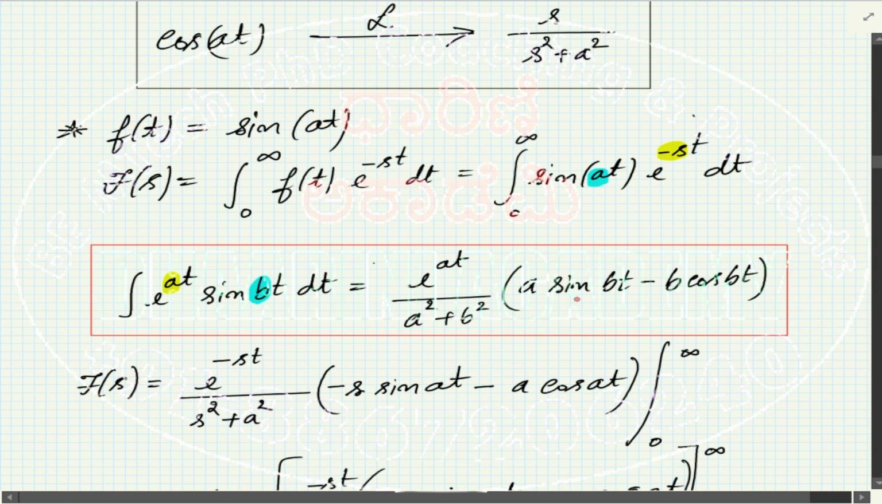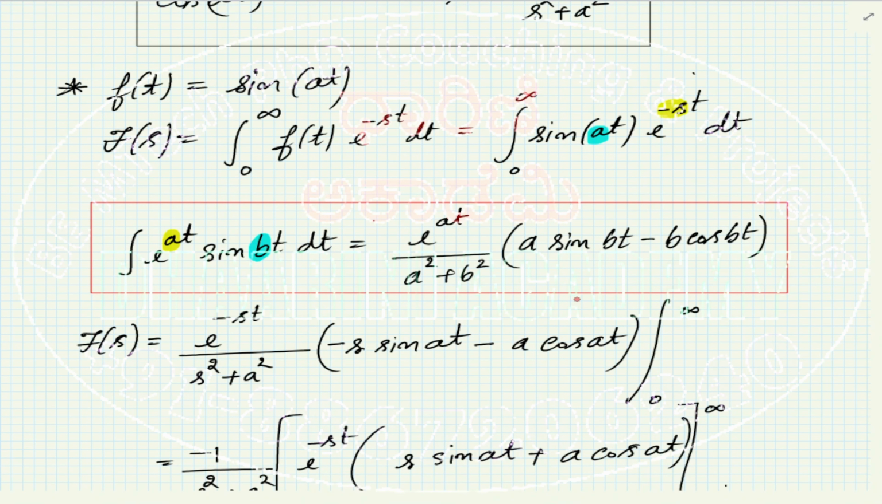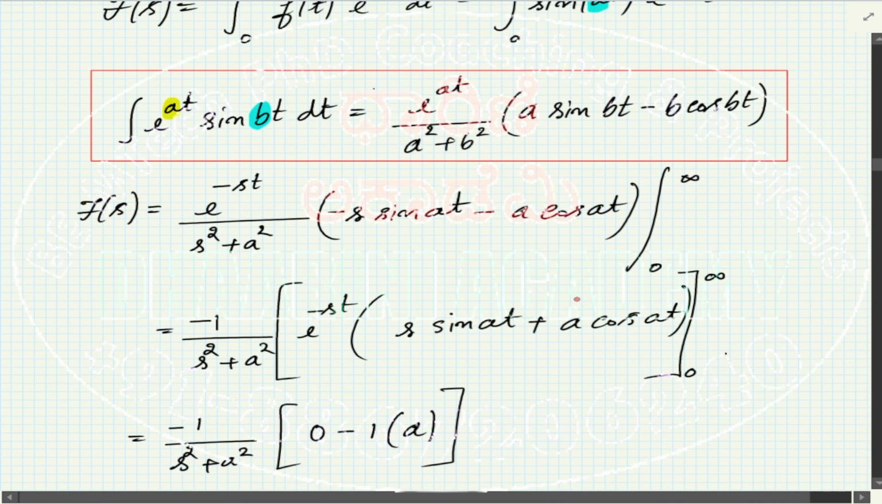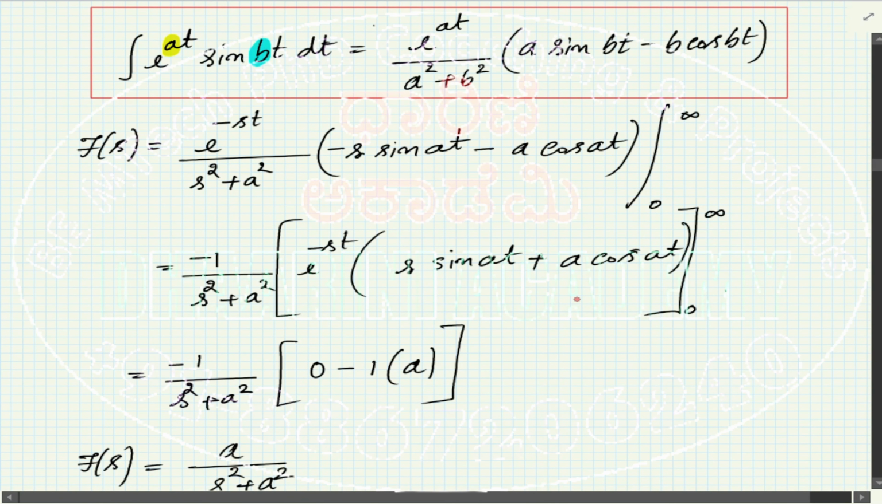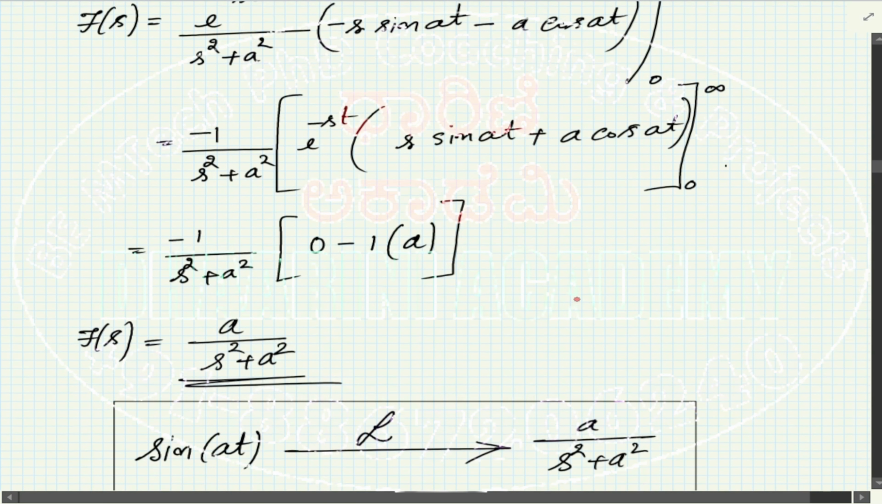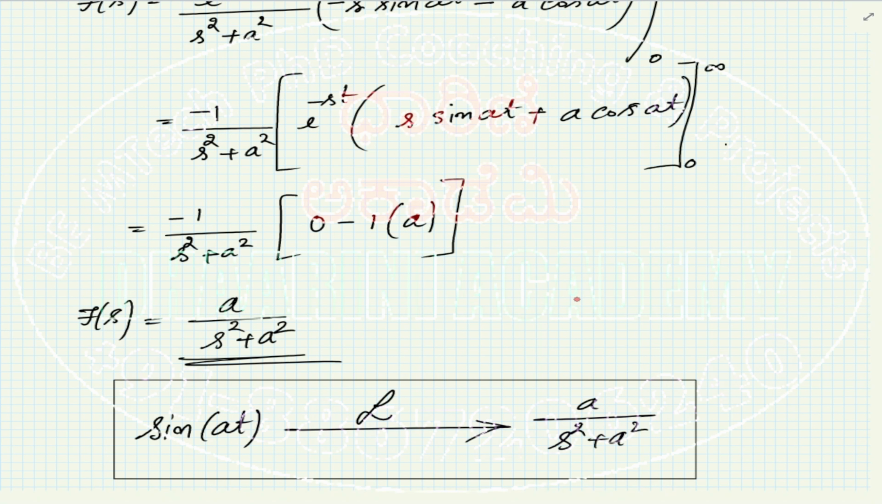So instead of cos, we get a sine at as the first term. So e to the at by a square plus b square, a sin bt minus b cos bt. This is what we need to substitute. When you do so, again put the limits 0 to infinity, compare a and b according to the problem, and put the limits. At the end, we can arrive at this answer. So this will be the next entry in your table. Sin at has a Laplace transform a by s square plus a square.